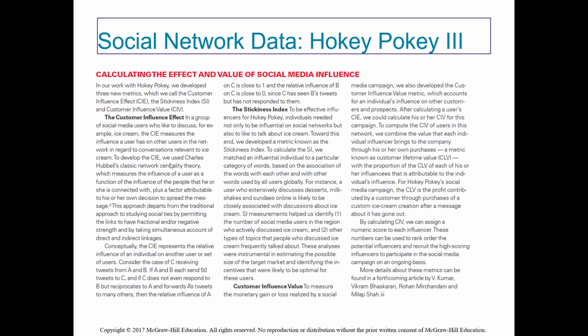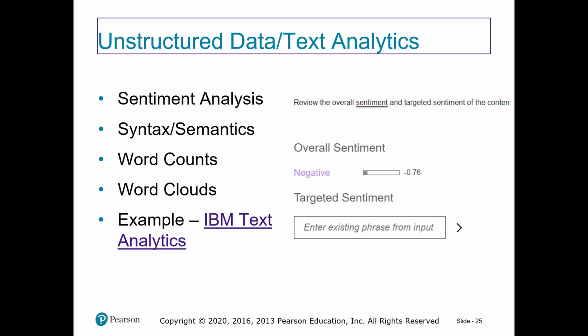And again, this is the customer influence value, very similar to the customer influence effect. If I promote something and then people see this and buy the product, what sort of revenue comes from my influence? So this would be the customer influence value. This was a nice example of taking a complex social network and finding some interesting metrics from it.